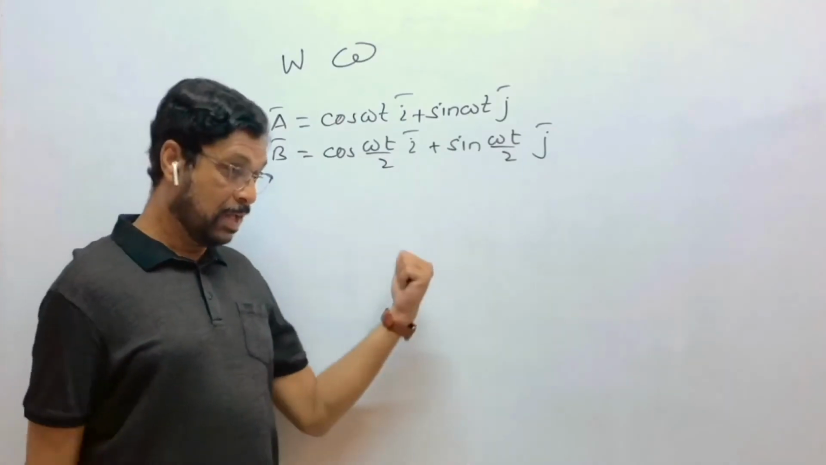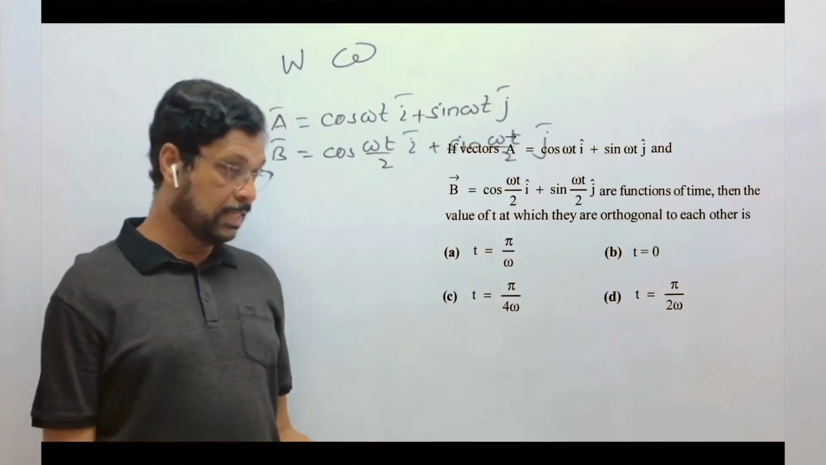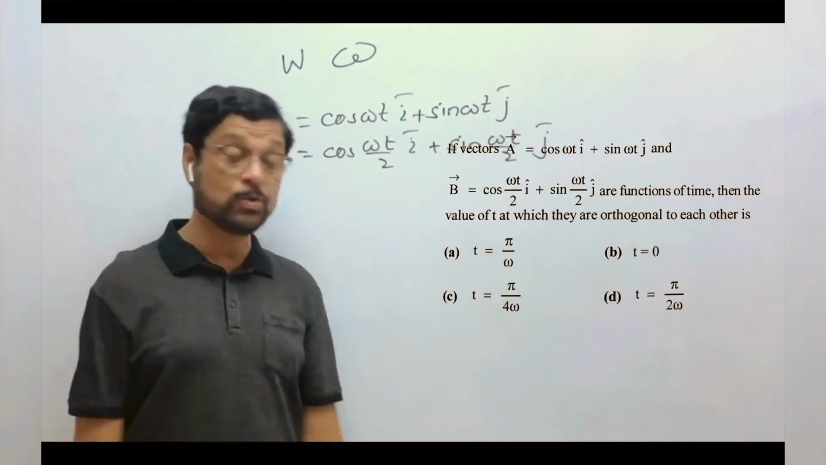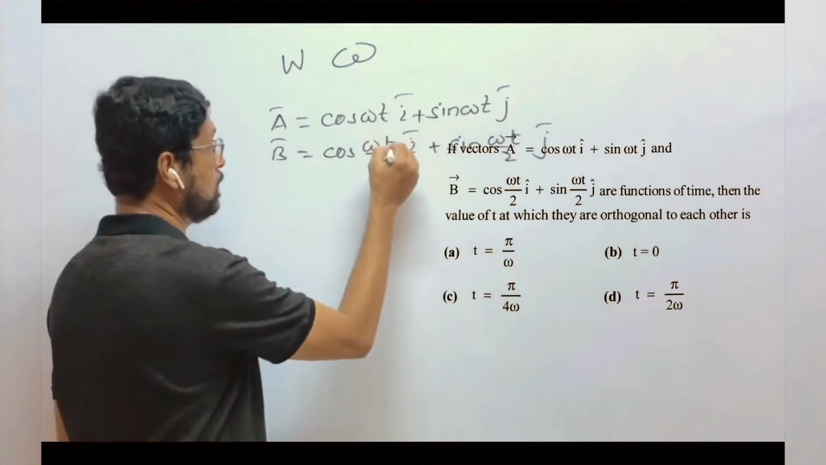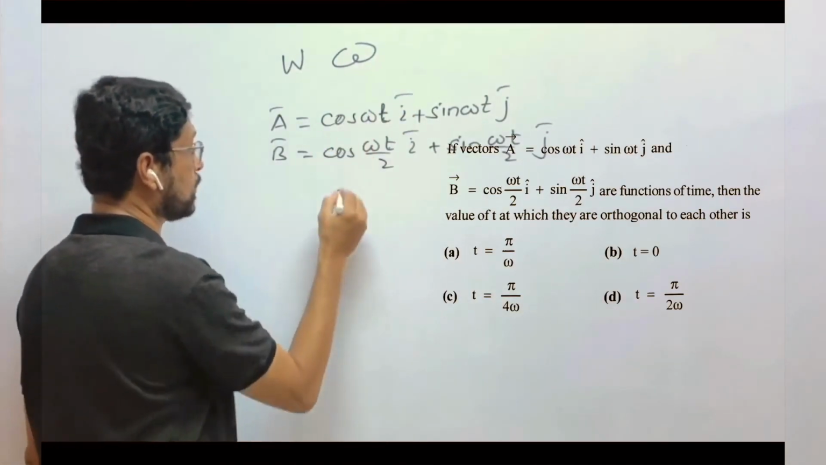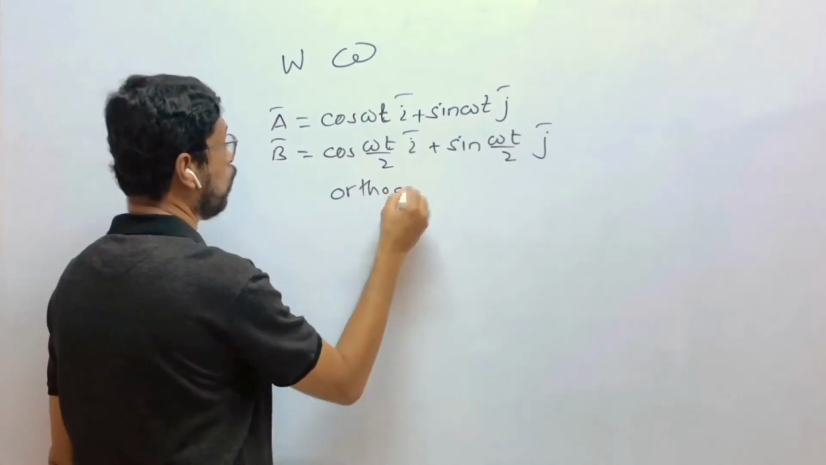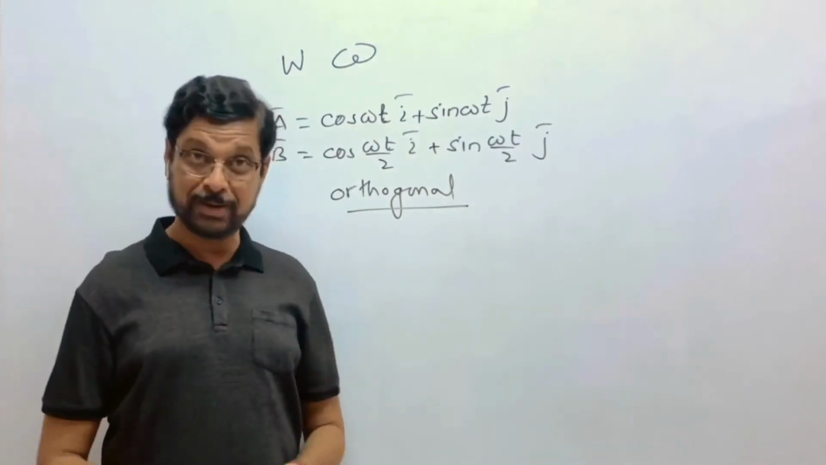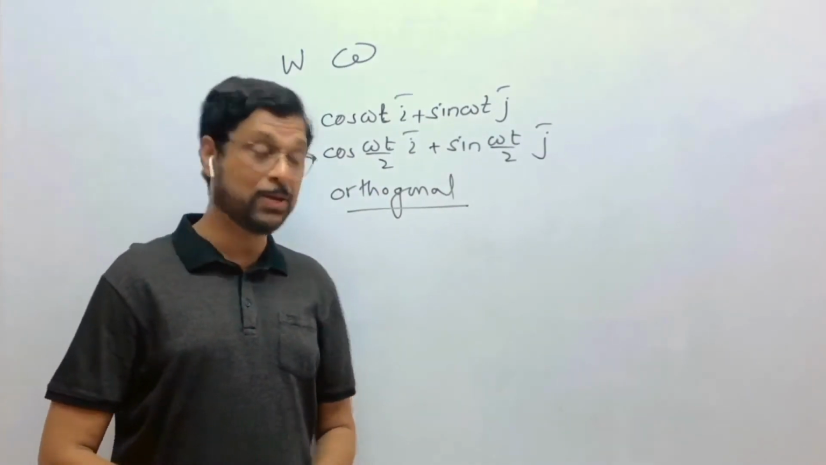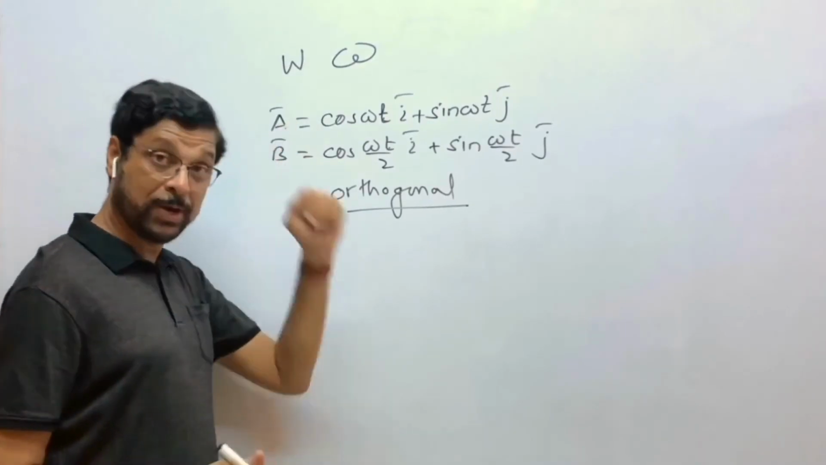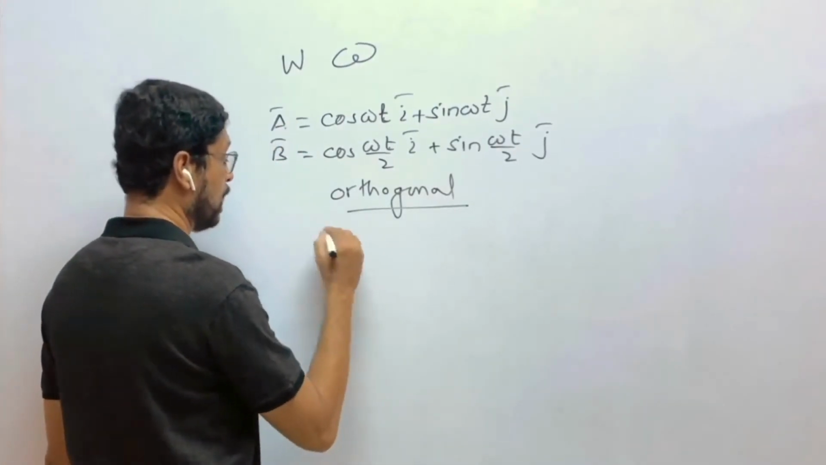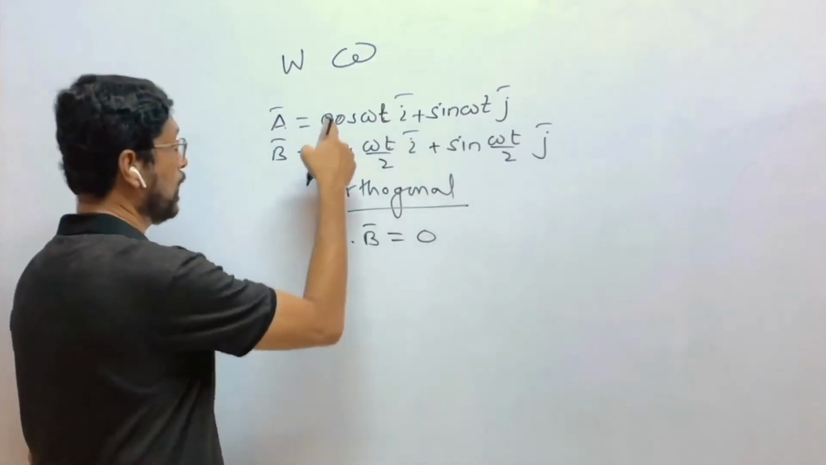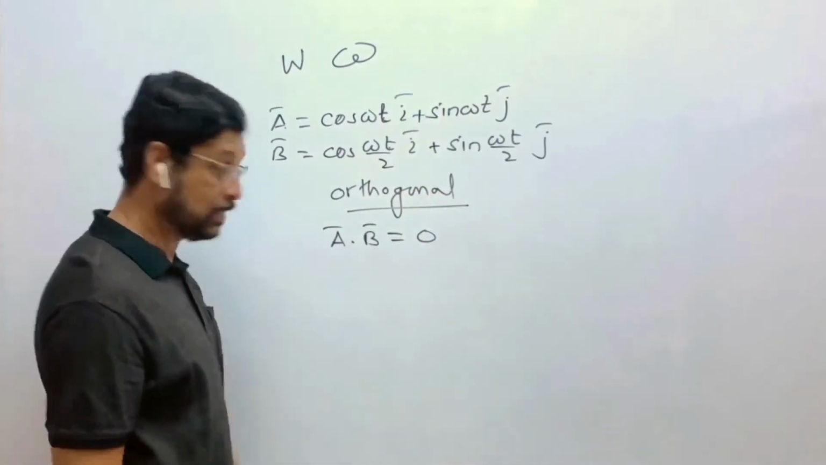Are functions of time, then the value of t, the time at which they are orthogonal to each other. Orthogonal means perpendicular to each other. Orthogonal का मतलब क्या? Perpendicular. तो ये दोनों vectors एक दूसरे को perpendicular हैं, means A dot B is equal to 0. So AX BX plus AY BY is equal to 0.